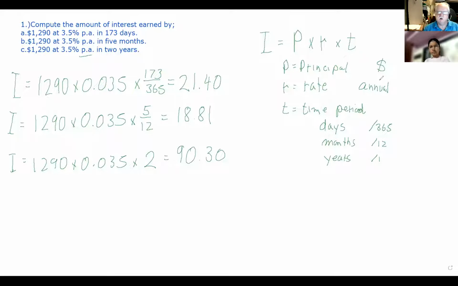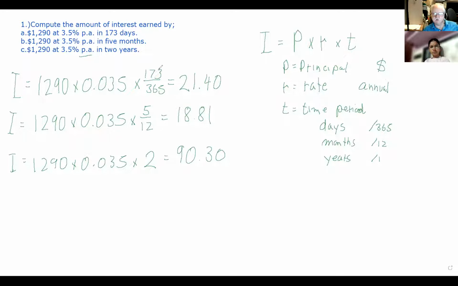Okay, yes. The equation we're using to begin with here is I, which is the interest amount, is equal to the principal times the rate times the time. The principal is always a dollar figure. The rate is always given to us in the annual per year. Here it says per annum. It won't always say per annum, but always assume it's per year. The time period always has to be translated or converted into part of a year.